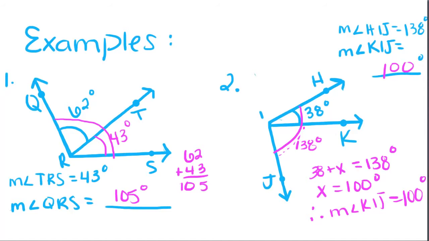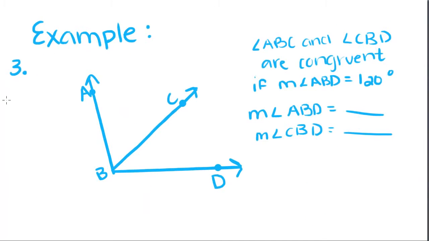Okay, so now we have one more example. Example 3. Angle ABC and angle CBD are congruent. If the measure of angle ABC, or excuse me, measure of angle ABD is equal to 120, what is the measure of angle ABC and CBD?